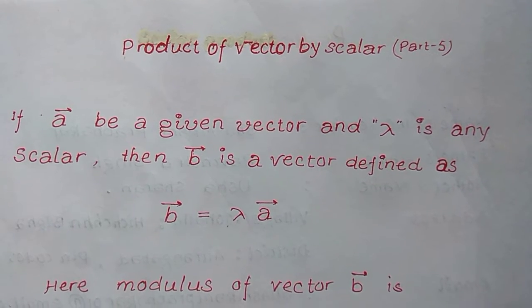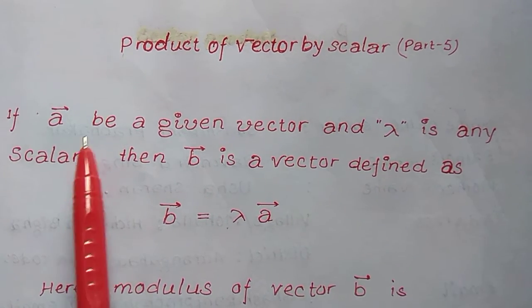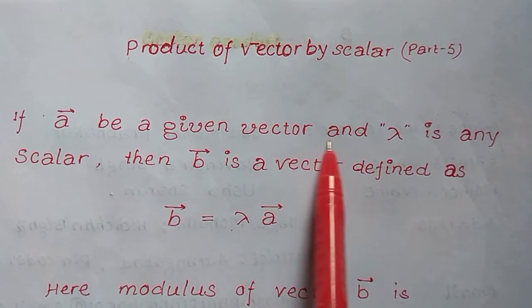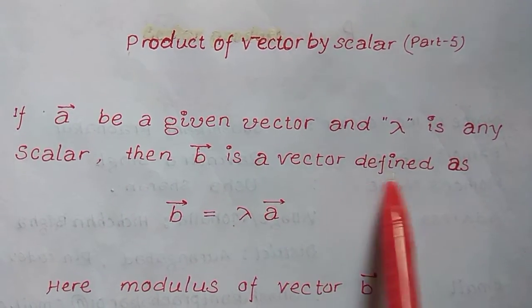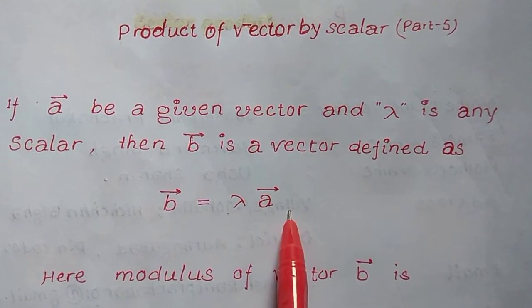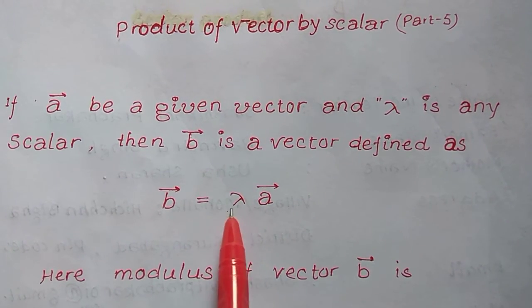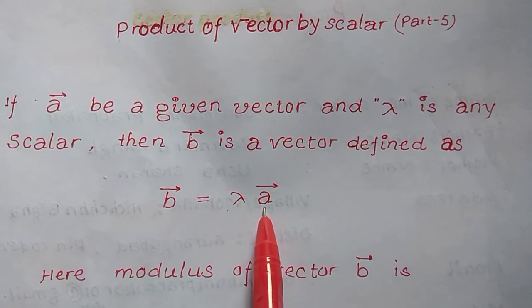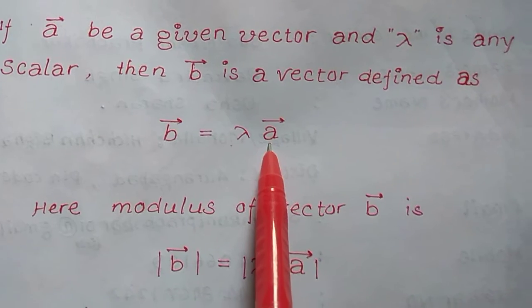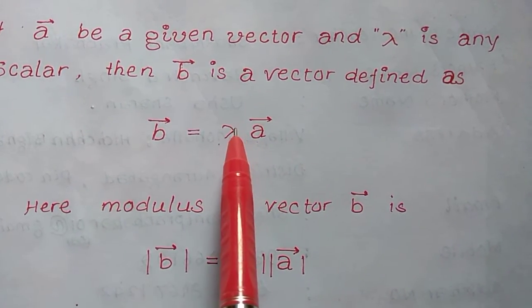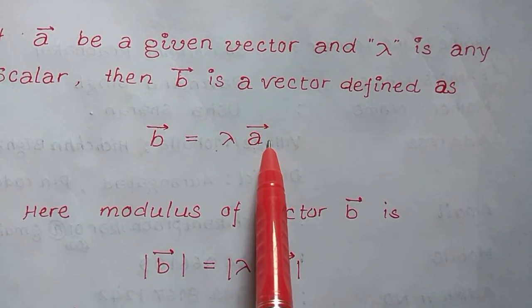Product of vector by scalar. If A is any given vector and lambda is any scalar, then B is a vector defined like this. Here B is also a vector quantity, where lambda is a scalar, whereas A is a vector quantity. This is actually the product of a scalar by a vector.